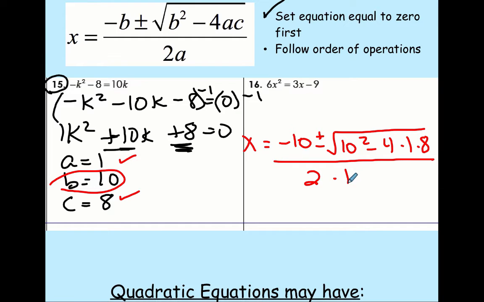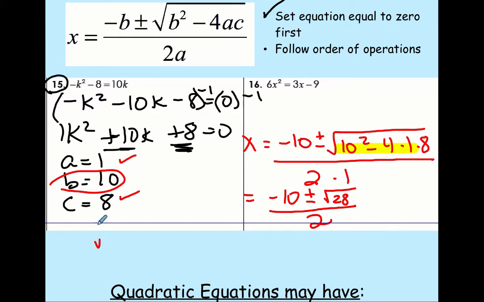And now we follow order of operations. So you're going to go ahead and evaluate what's under the square root first. So we have 10 squared, which is 100, 4 times 1 times 8, which is 32, and 100 minus 32 is going to give us 28. So we have negative 10 plus or minus the square root of 28 all over 2.